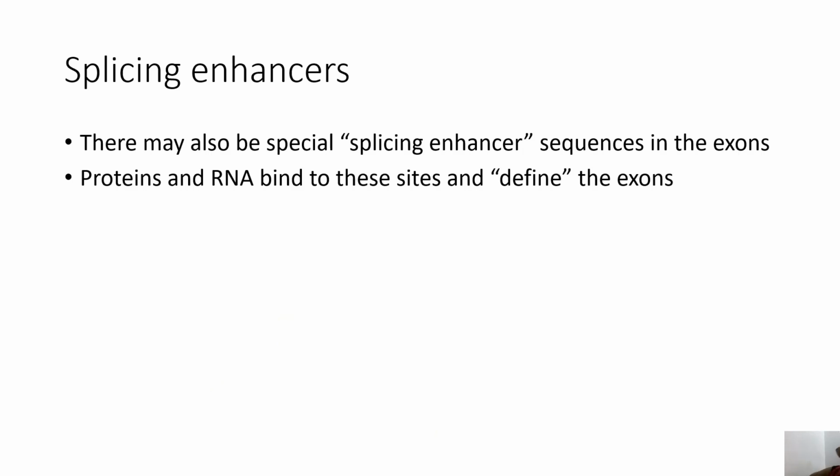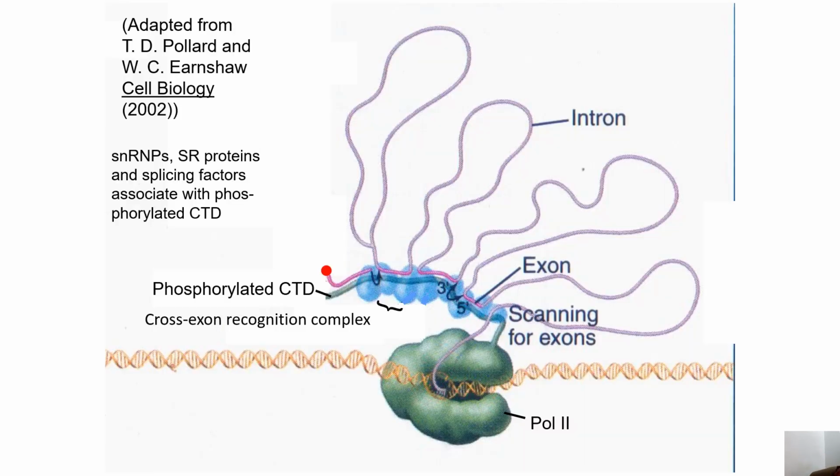Now, what are splicing enhancers? They may also be special splicing enhancer sequences in the exons. Proteins and RNA bind to these sites and define the exons. This is adapted from a Pre-mRNA processing figure in a cell biology book. snRNPs, SR proteins and splicing factors are associated with the phosphorylated CTD, the C-terminal domain, which has a cross-exon recognition complex.